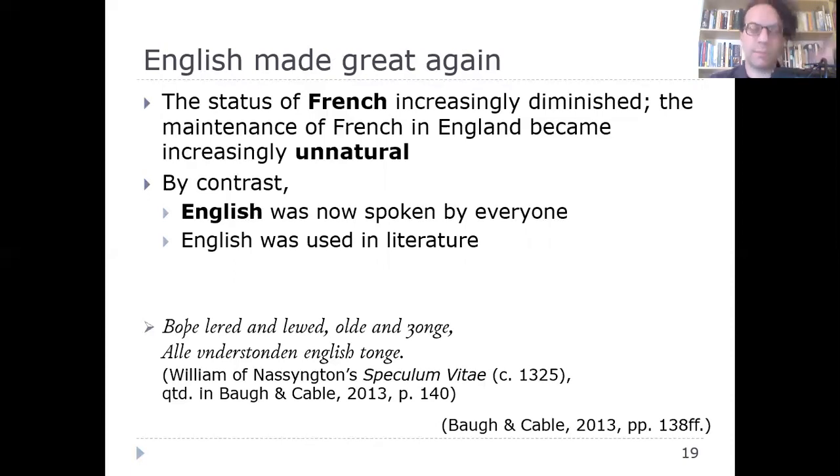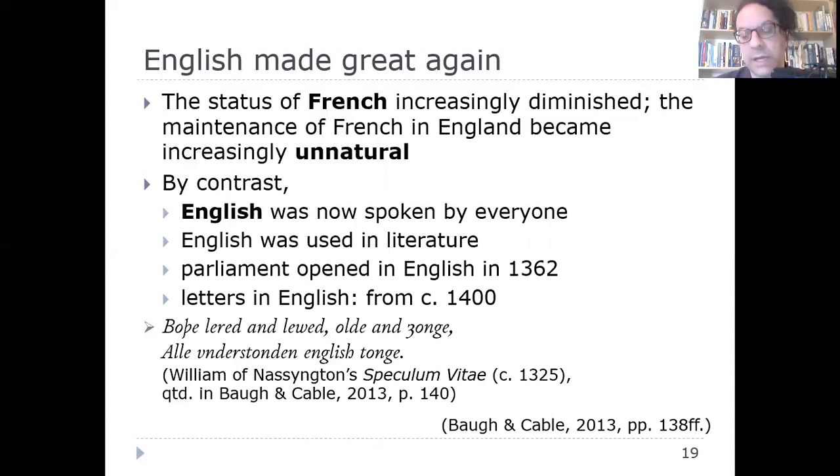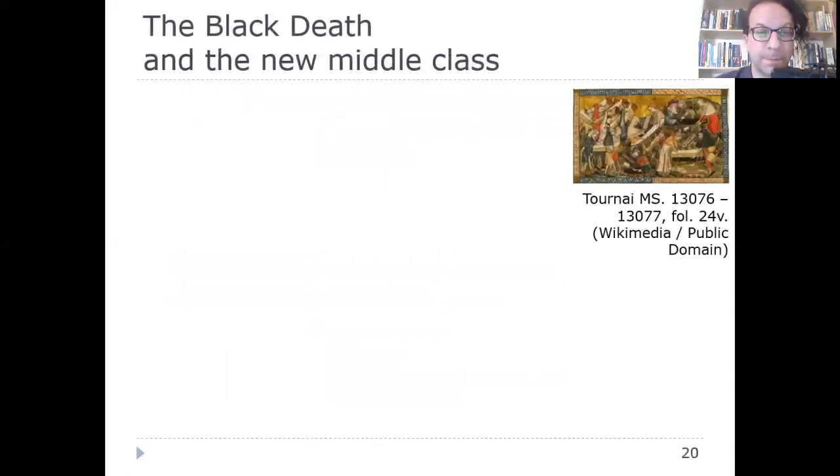So English was spoken by everyone. English was now being used in literature more and more. And in the later 14th century, the Parliament opened in English for the first time as well. And we also have the first letters coming up. Of course, upper class people write letters to one another, but they use English to do this for the first time in about 1400.